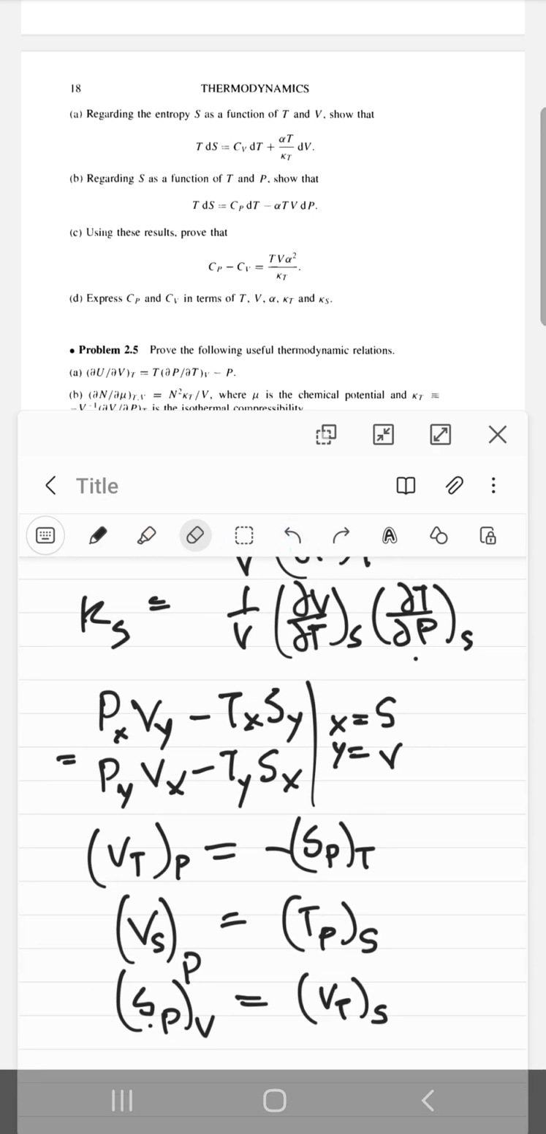So what do you get? V sub T at constant entropy is just this quantity, right? So it's just partial S upon partial P at constant volume, and then this stuff just gives us this stuff. So V sub S at constant pressure. So making progress so far.